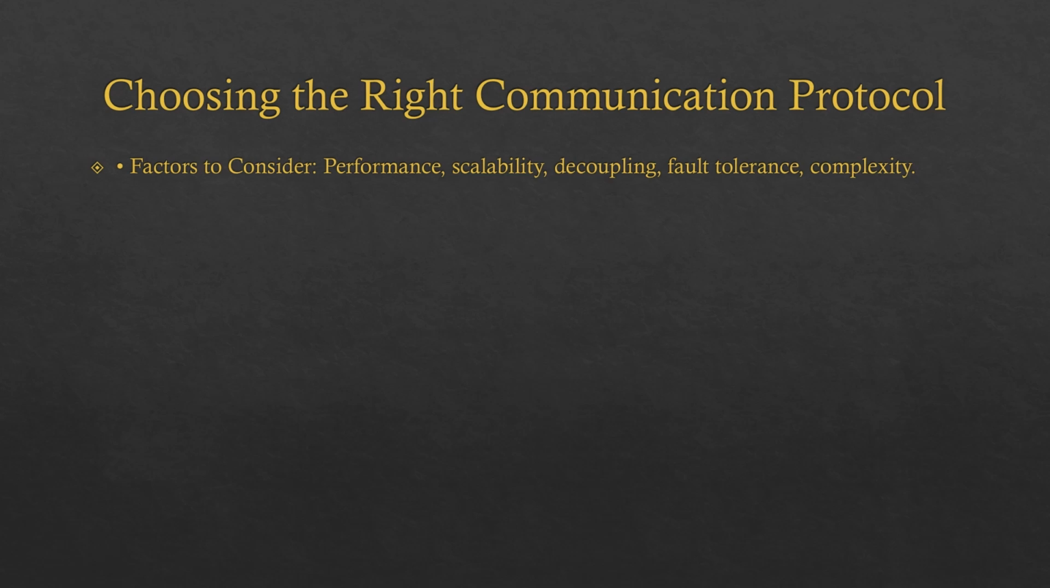When deciding on a communication protocol for our system, several factors come into play. If real time processing is essential, protocols like gRPC might be the best choice. For simpler web-based interactions, REST APIs are often preferred. On the other hand, if we need decoupling and asynchronous message processing, a messaging queue like RabbitMQ or Kafka might be the best solution.